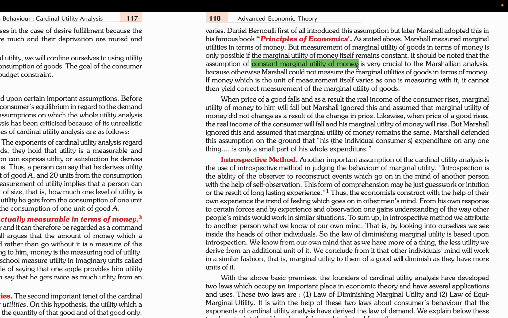When the price of a good falls, and as a result the real income of the consumer rises, because when the price of a particular good falls, the amount of money that you're left with in hand, the money that you can still spend out of your pocket, has increased. The same amount of money is giving you more value because you can buy more goods out of it, which means that the real income is basically increasing. The marginal utility of money to him will fall, but Marshall ignored this and assumed that the marginal utility of money did not change as a result of a change in price.